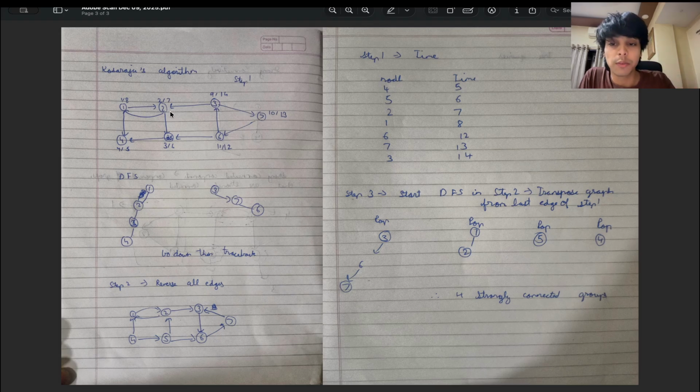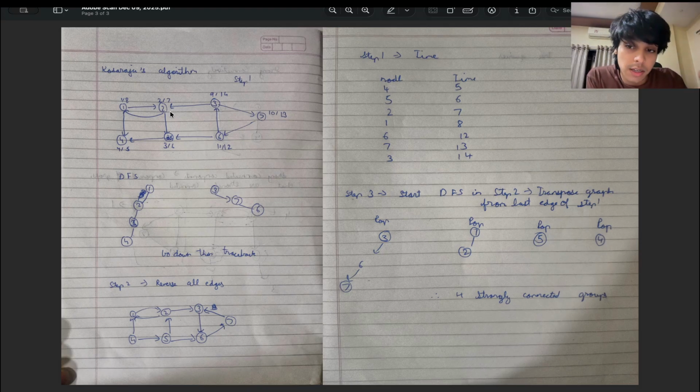At time 3, we are at node 5, and at time 4, we are at node 4. From node 4, we can see we can't go back to any other node. We can't find a new node. So we fall back. We come back.